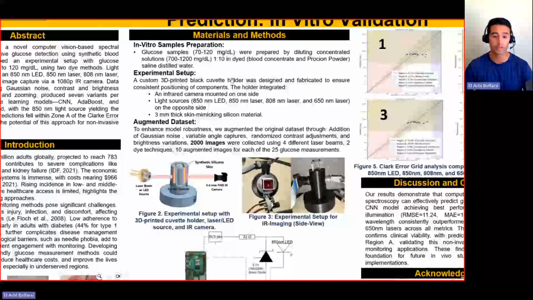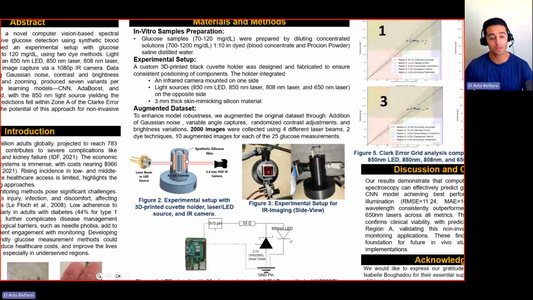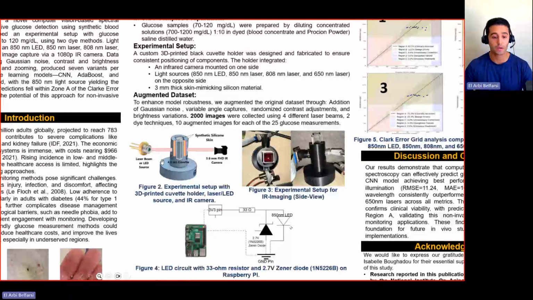To prepare the data set, we prepared 25 samples, and then we did another 25 samples. The first one used blood concentrate to dye the saline distilled water, and then the Ponceau red powder for the second category. This was to imitate the chromatic effects of human blood. And then we created a 3D design to hold the cuvette, and a synthetic silicone skin to imitate how a potential finger could look.